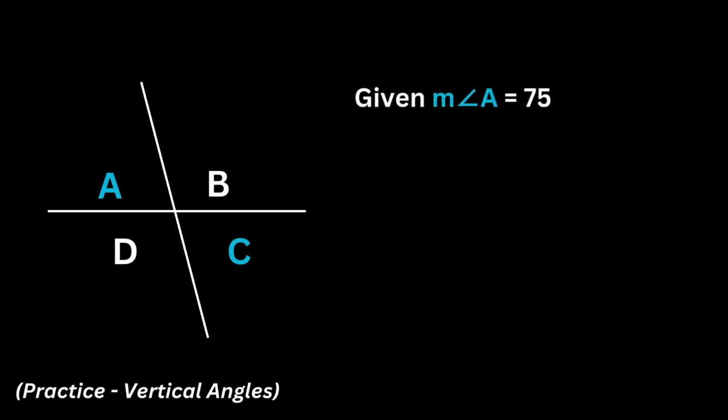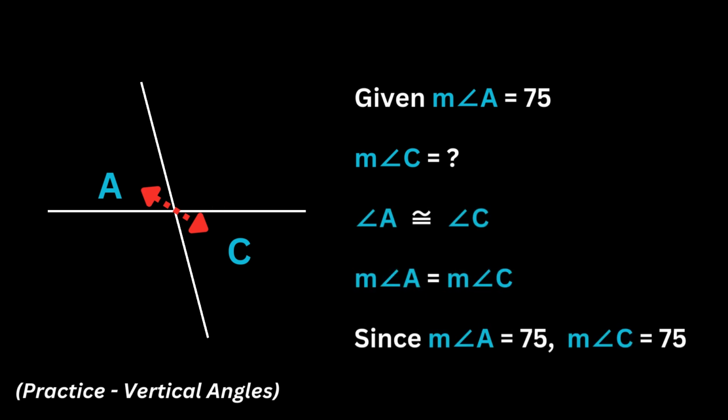Let's do a practice problem. Say two lines cross and form angles A, B, C, and D. If the measure of angle A equals 75, what is the measure of angle C? A and C are vertical angles, so they are congruent. This means that they have the same measure. Since the measure of angle A equals 75, then the measure of angle C also equals 75.